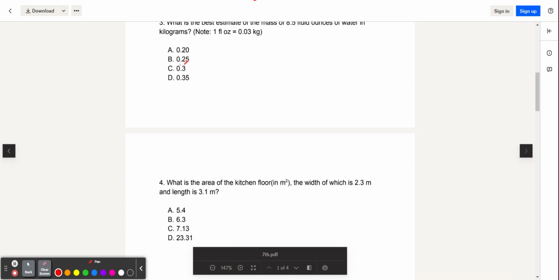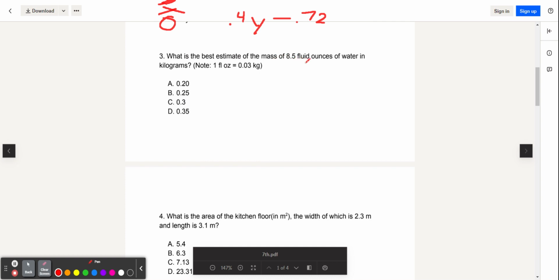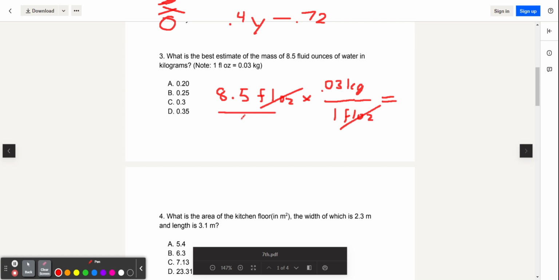Question 3. What is the best estimate of the mass of 8.5 fluid ounces of water in kilograms? Once again, we can just set up our unit conversion, or dimensional analysis as it is sometimes called in chemistry. At the top, we put our desired unit, kilograms, and at the bottom, we put the unit that we have, such that they will cancel out, because with fractions, you can cancel out numerator and denominator. Because remember, all whole numbers can be written as fractions.